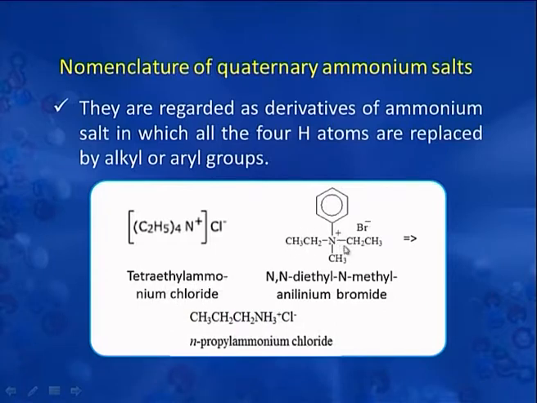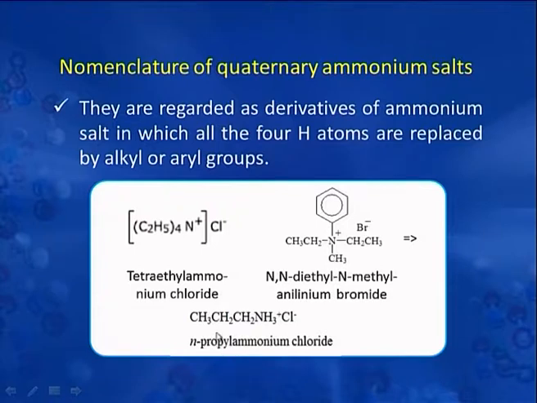Whereas, in this particular case, out of the 4 substitutions, 2 are ethyl, 1 is methyl and the 4th one is phenyl. The name given to the molecule is N,N-diethyl-N-methylanilinium bromide. Here you can see that we are adopting the alphabetical order, that is E comes before M, that is why the ethyl groups are named first before the methyl group.